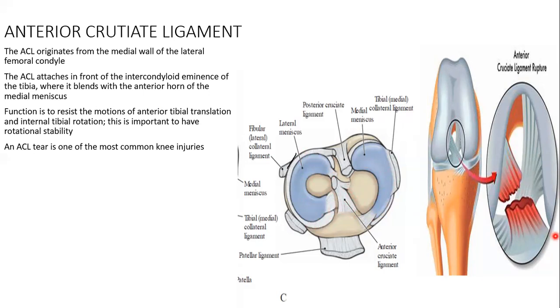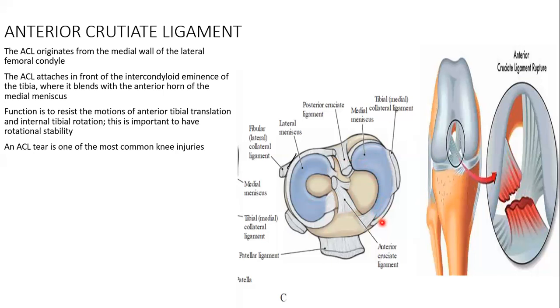So basically, this ligament functions to resist anterior tibial translation and internal tibial rotation. So it is very important to stabilize the rotational stability of the knee joint. And this ligament is the most torn ligament of all the ligaments we'll talk about.